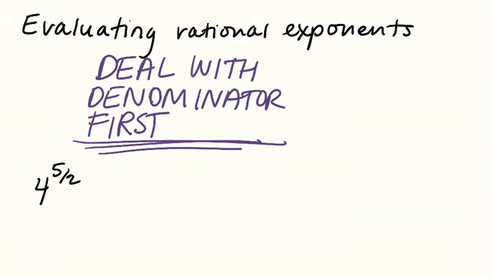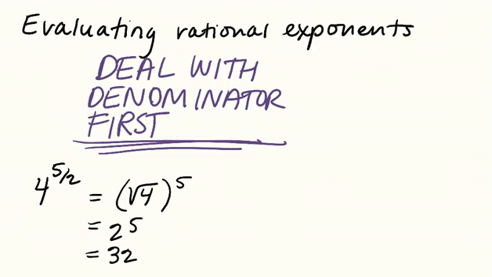Okay, so what you're better off doing is saying that this is the square root of 4. Deal with the denominator first. The 1/2 power is the square root taken to the 5th power, which is 2 to the 5th, which is 2, 4, 8, 16, 32.